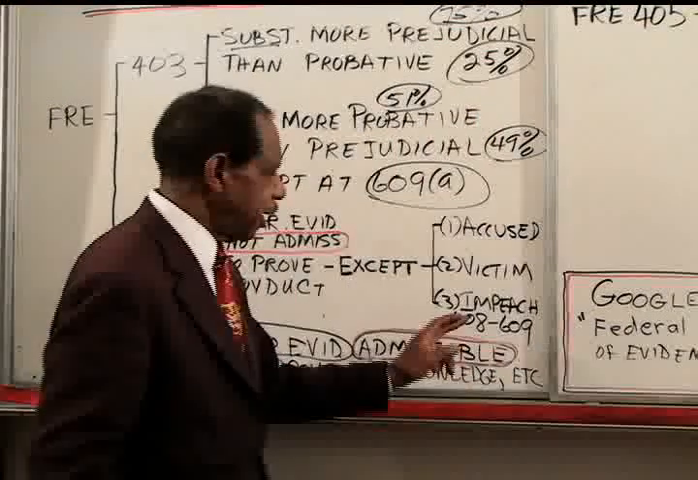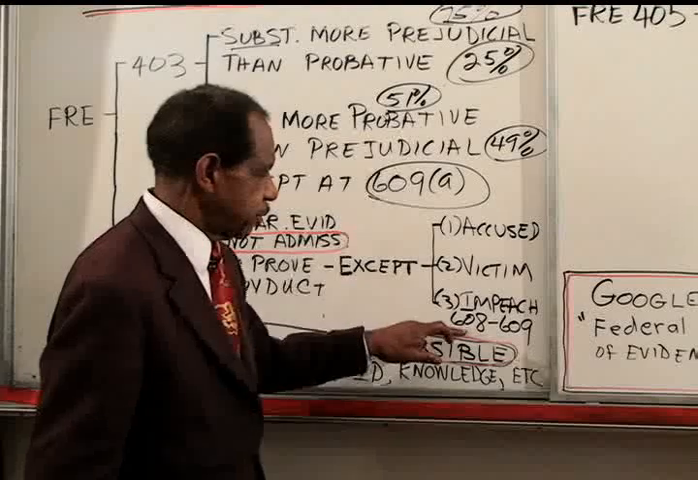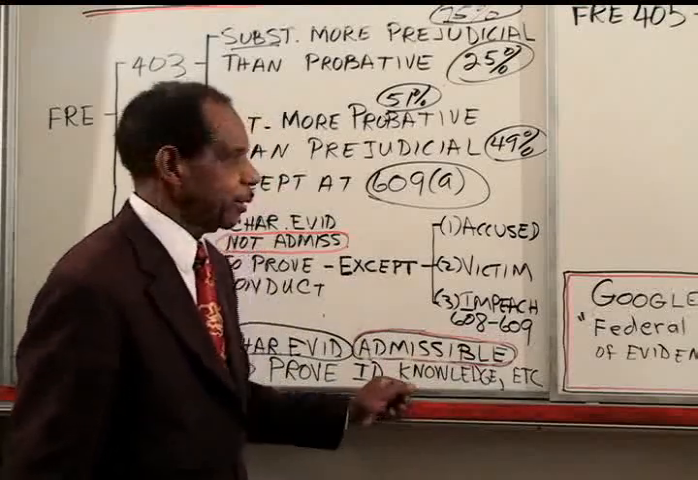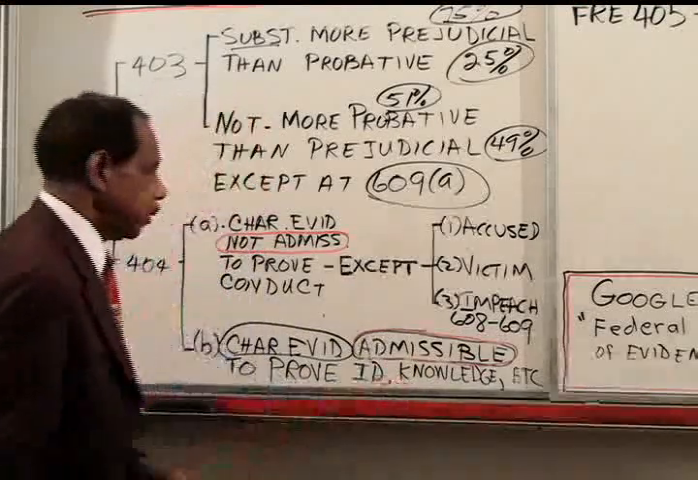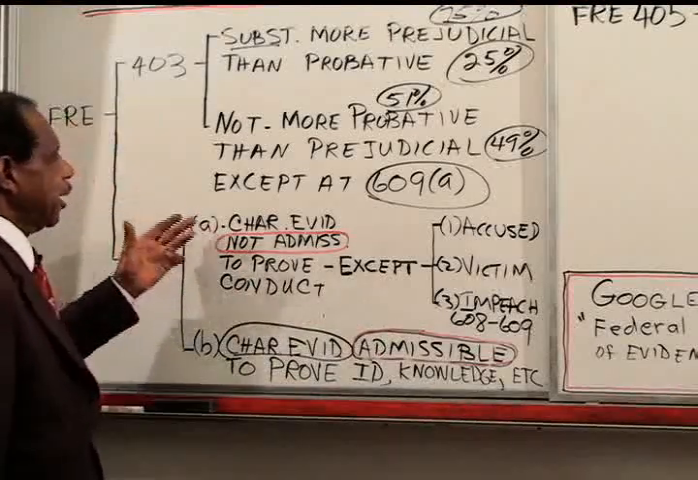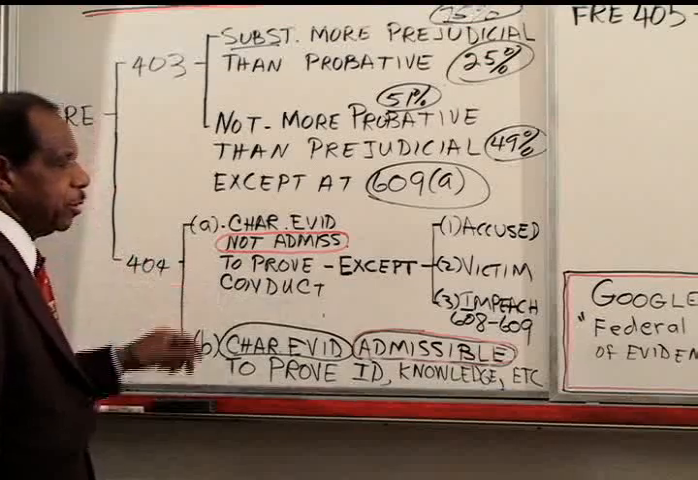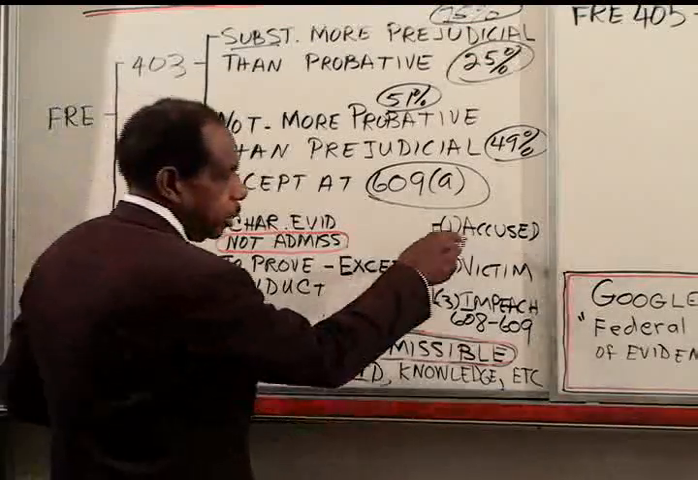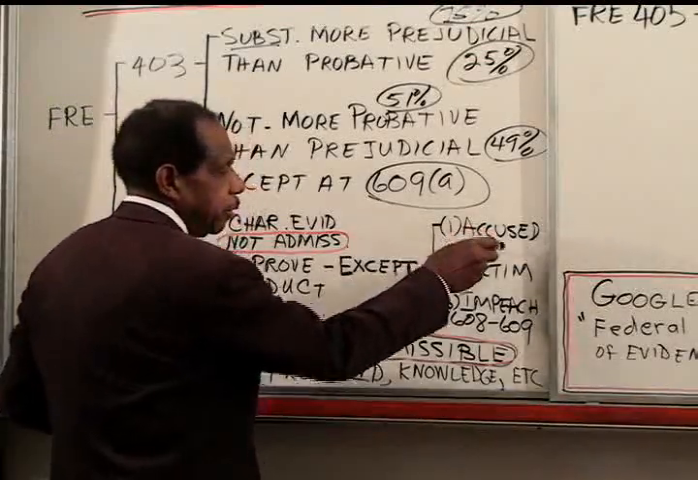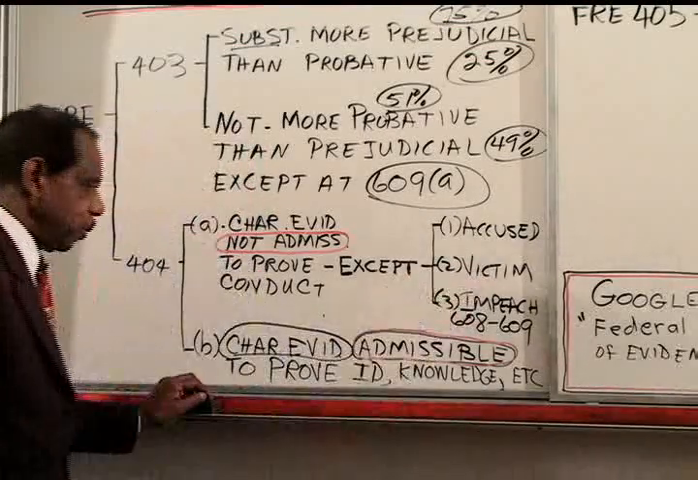And so 608 is where my prior conduct is civil, and 609 is where my prior conduct is a crime. And so these are the exceptions, where even though you normally cannot admit character evidence to prove conduct on a particular occasion, you can do it when the accused puts on their own good character, they put on the character of the victim, or you're trying to impeach someone.